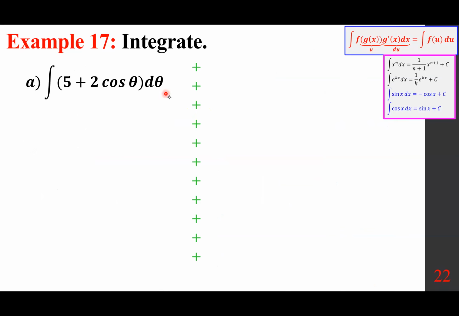Pay attention to the fact that this is theta, therefore 5 gives you 5 theta. The derivative of cosine is negative sine, but the integral is positive, so positive 2 sine theta and a constant.